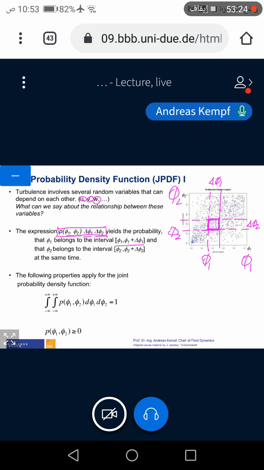If we now do the limit of delta phi approaching 0, we can make this zone smaller and smaller until we reach just a point. And this would then again be our probability density function at this point.